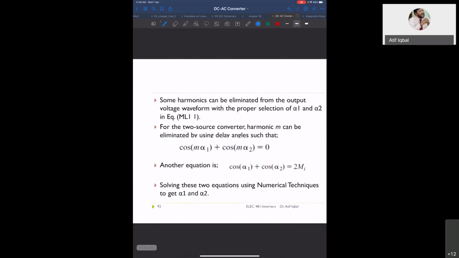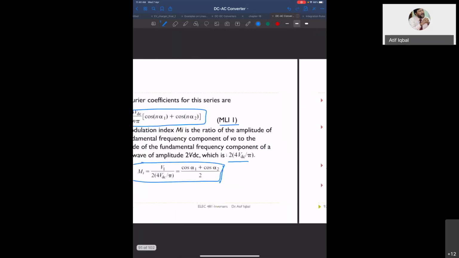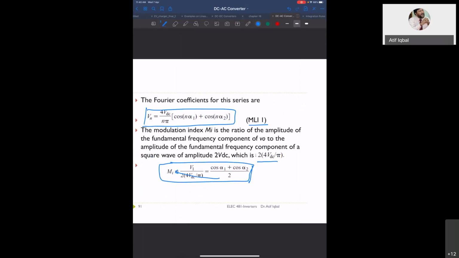Now, some of the harmonics can be eliminated from the output voltage waveform with the proper selection of alpha 1 and alpha 2. For the two source converter, that is two modules, harmonic n can be eliminated by using delay angles such that cos n alpha 1 plus cos n alpha 2 should be equal to 0. Another equation is that cos alpha 1 plus cos alpha 2 is equal to 2 times the modulation index. This is defined from here, the modulation index.